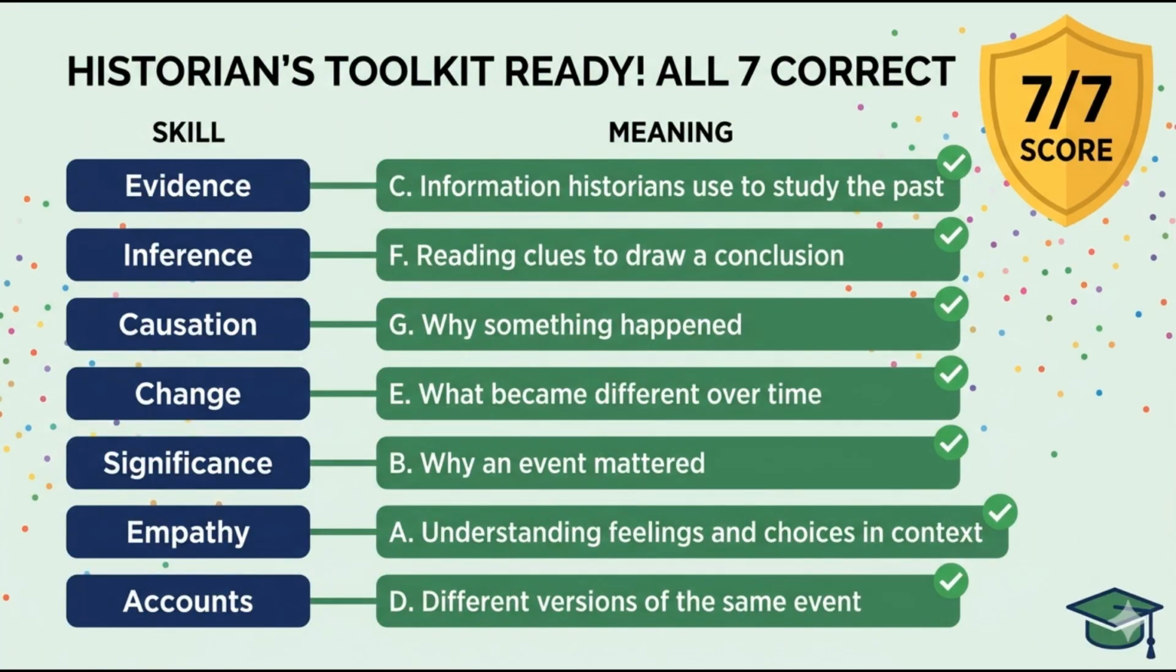Here are the correct answers. Evidence matches to information historians use to study the past. Inference matches to reading clues to draw a conclusion. Causation matches to why something happened. Change matches to what became different over time. Significance matches to why an event mattered. Empathy matches to understanding feelings and choices in context, and accounts matches to different versions of the same event.